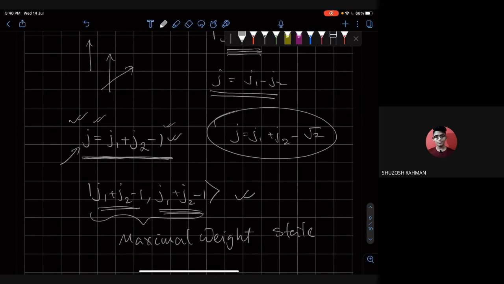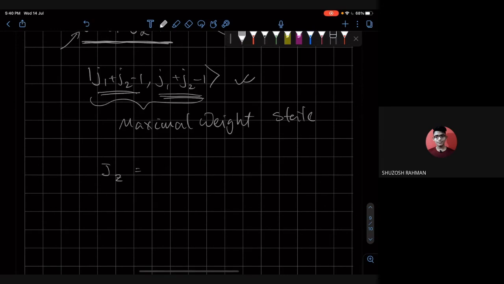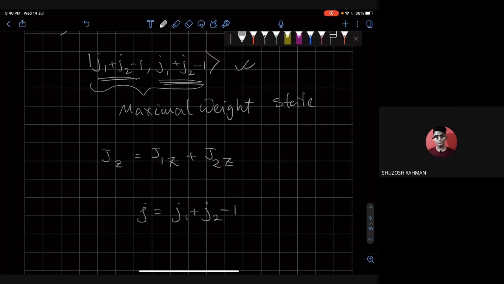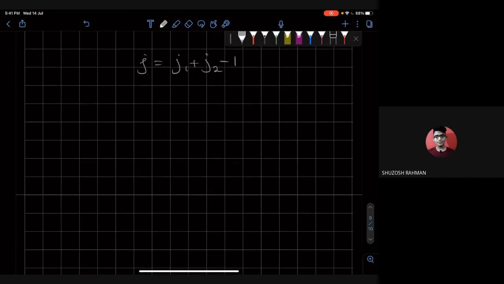Okay, so let's do that. Because we know that Jz is J1z plus J2z, and because J is J1 plus J2 minus 1, this state, let me not call this J. The definition of J is always J1 plus J2. So what we are trying to do here is find the maximal weight state, which is going to be J1 minus 1, J1 minus 1, okay?